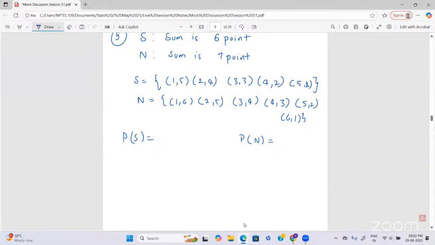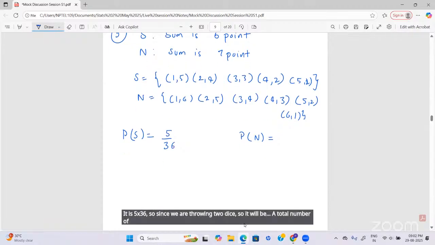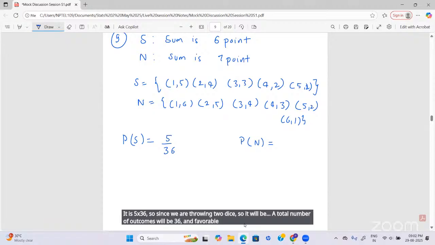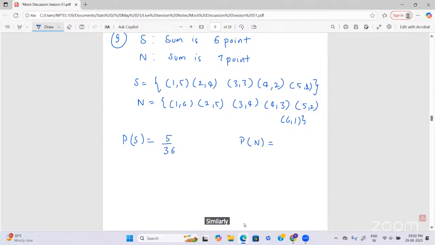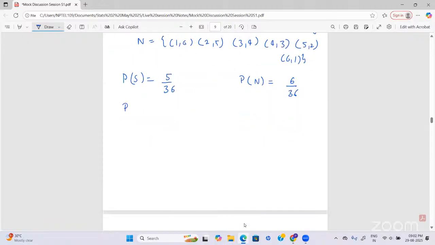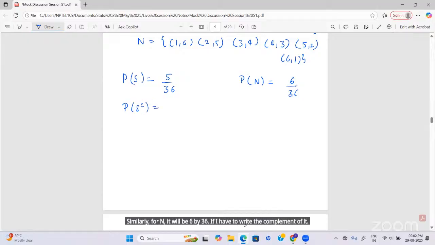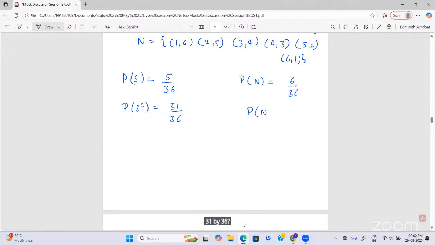5 by 36. Since we are throwing 2 dice, the total number of outcomes will be 36 and favorable are 5 here in this set. Similarly, for N, it will be 6 by 36. If I have to write the complement of it, it will be 1 minus 5 by 36, so it will be 31 by 36. Similarly, probability of N complement will be 30 upon 36, right?